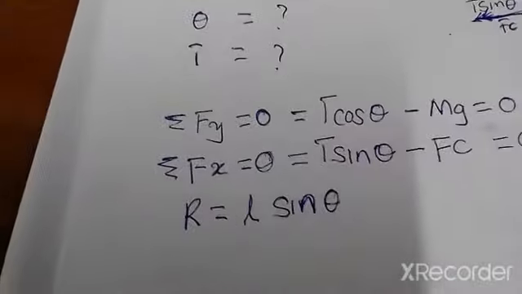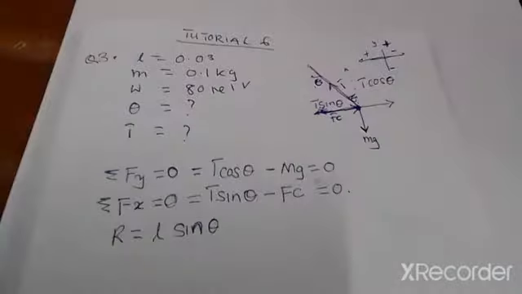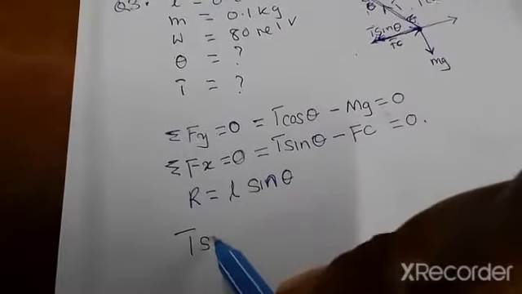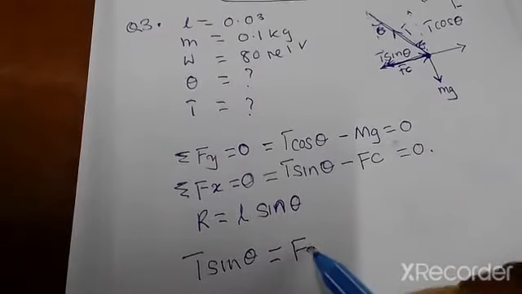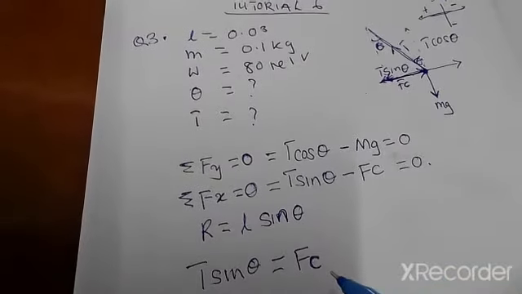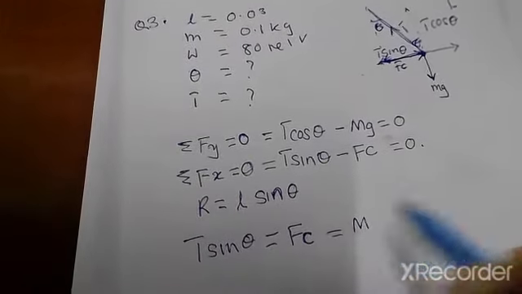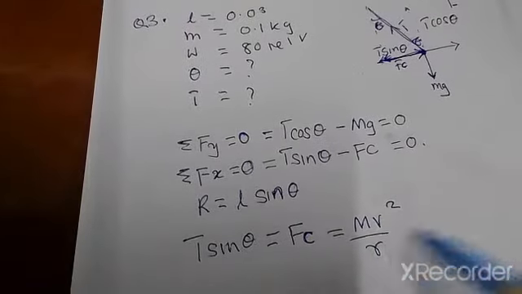Now we are going to concentrate on the motion in the x-axis so that we'll be able to get T sine theta equals the centripetal force. Now, the centripetal force is equal to mv squared over r.